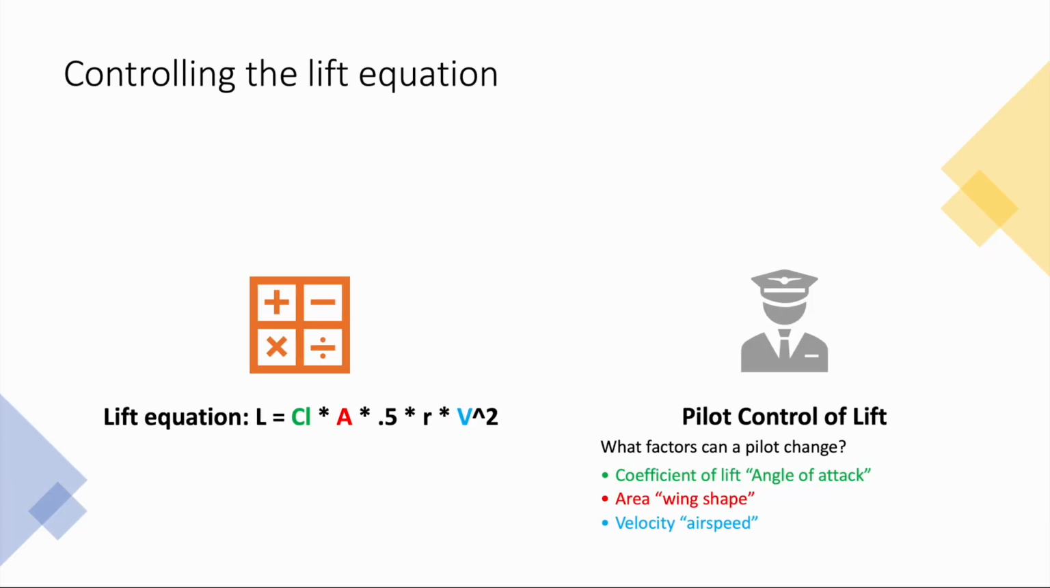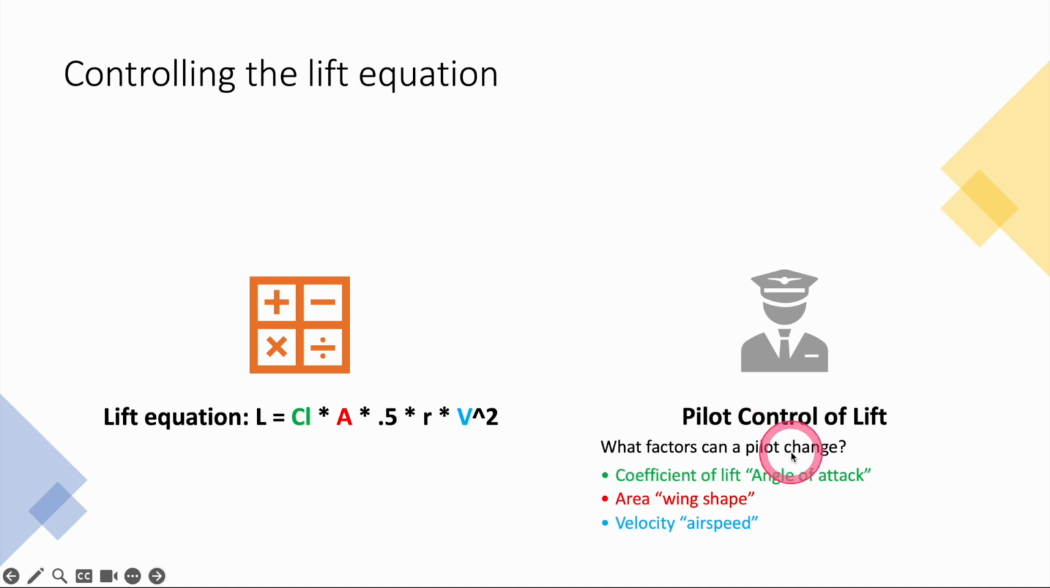So how we control lift as a pilot, this is called the lift equation. You don't need to memorize this, just the takeaway, right? What this is saying is that lift is equal to the coefficient of lift, which is referring to the angle of attack, times the area or the shape of the wing, 0.5 times air density times velocity squared. So if you dissect that, it's just referring to this right here.